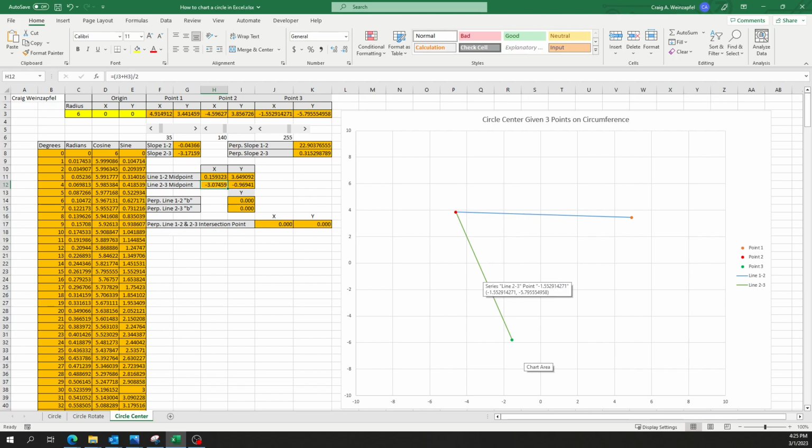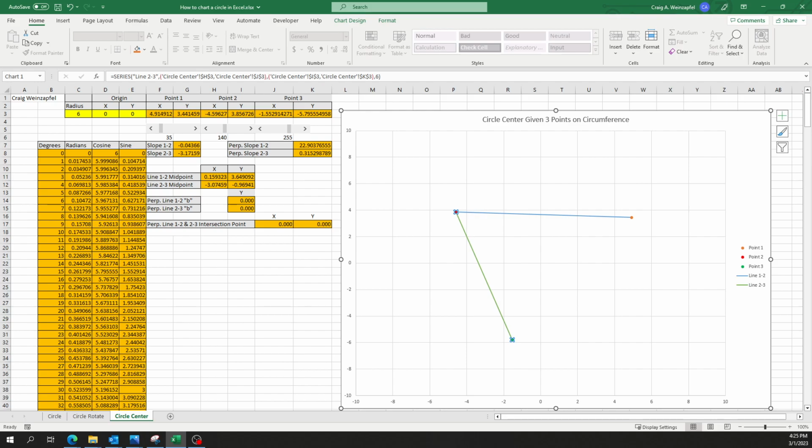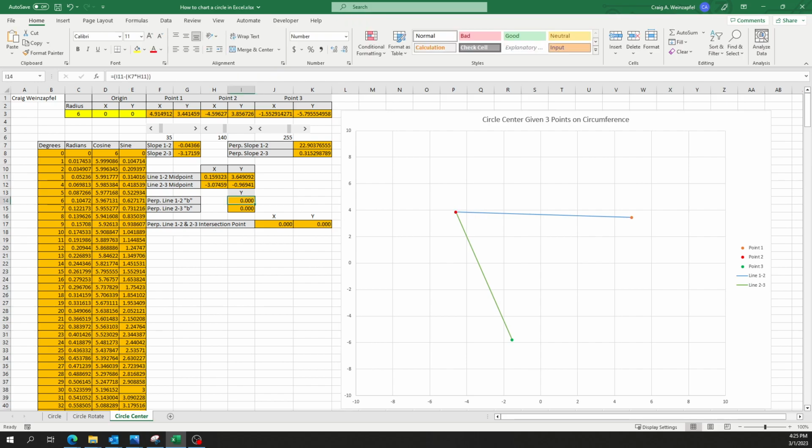So now I've basically got this midpoint here, this midpoint here, and I know what the slope is going to be. And with that information, I can then calculate the y-intercept of line 1, 2, and line 2, 3. And you'll see that equation up here. If you'd like to know more about how that is actually calculated, I will go over that specifically if requested.